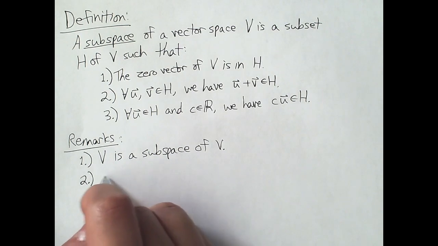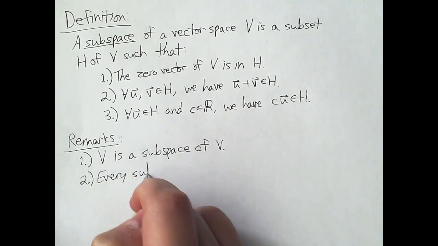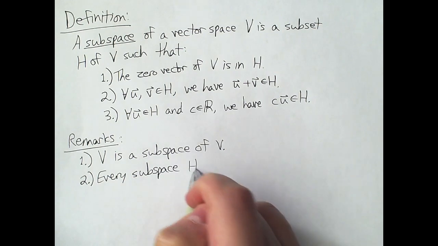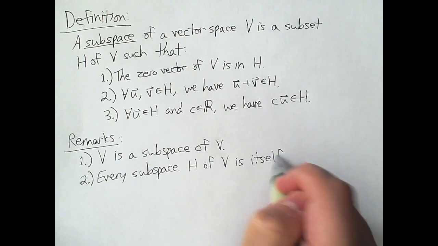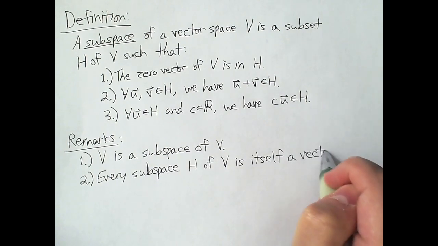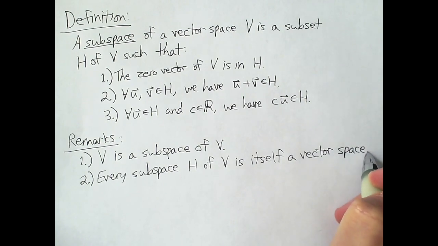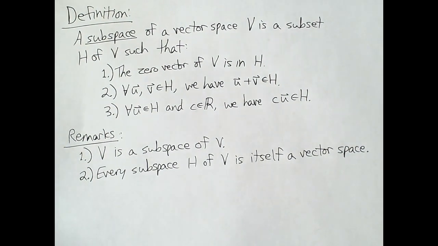Remark number 2, every subspace H of V is itself a vector space. Now, that might be a little bit less obvious. Can we see that that's true? Well, I know that a subspace is a subset of V. Do we know that we have all the properties?